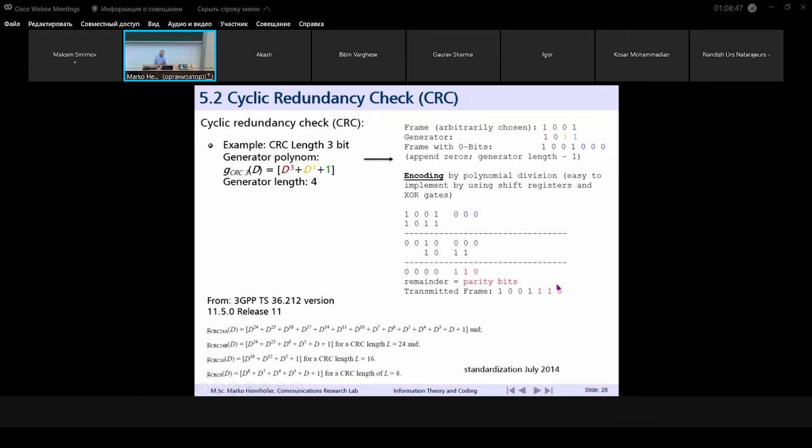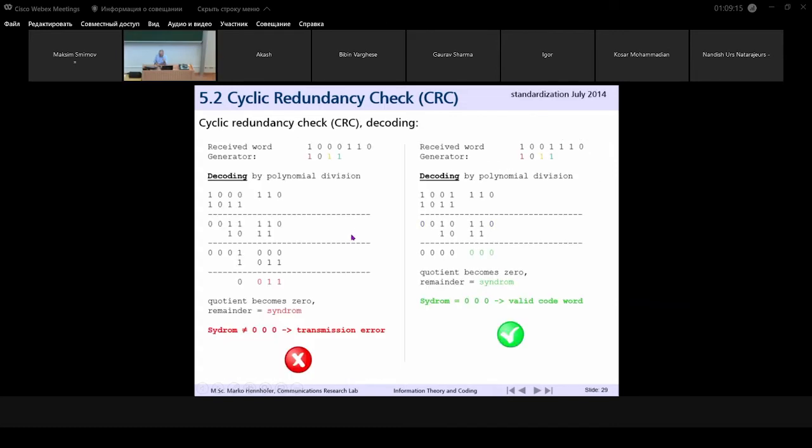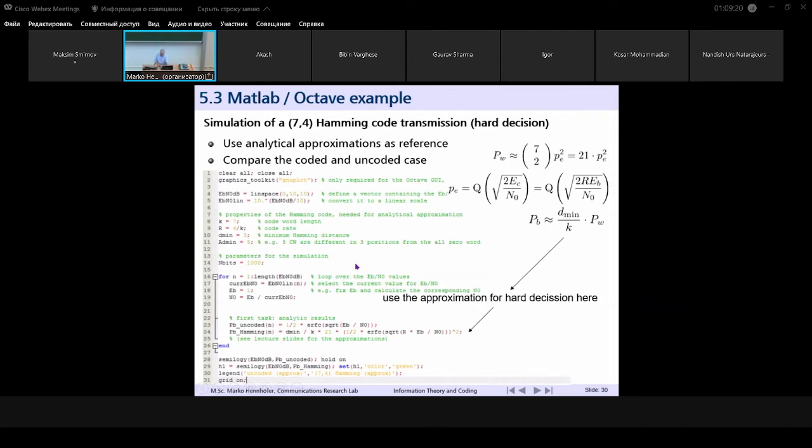And at the receiver, you just repeat this polynomial division, and if you get a different remainder, you know something went wrong. So it's a very simple error detection scheme. You cannot correct errors with this, but you can figure out if something went wrong. So error detection, not correction. You have seen it, for example, in GSM, where it is used additionally. Okay, just an example.